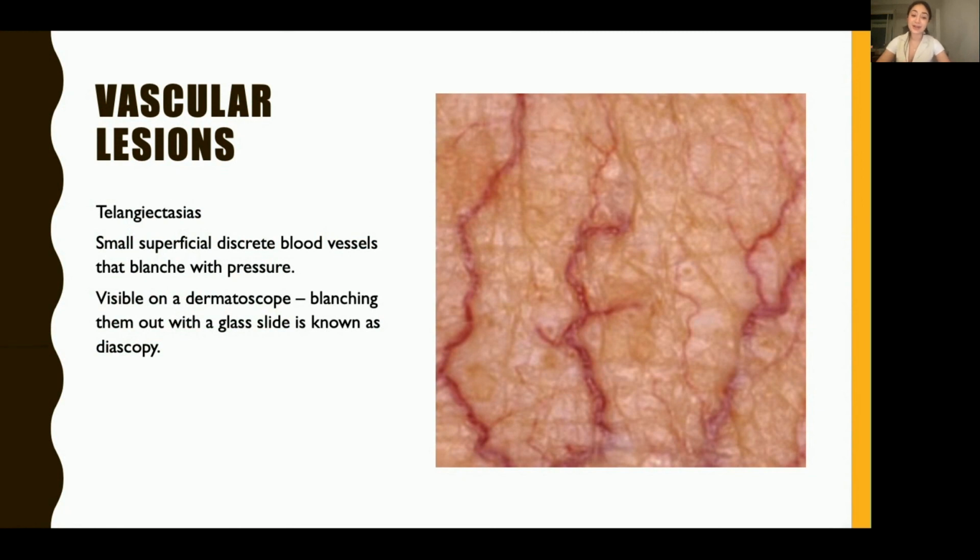Just touching upon vascular lesions, because I think they're quite confusing as well. Telangiectasia are small, superficial blood vessels, and of note, they blanch with pressure. You can see them on a dermatoscope, and blanching them out is called diascopy. So specifically, small vessels which blanch on pressure. Next slide.